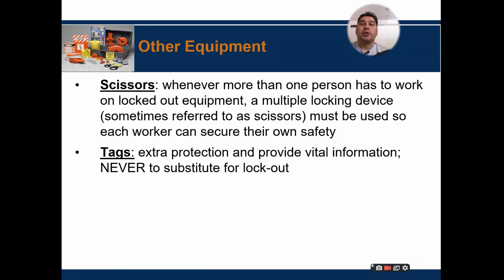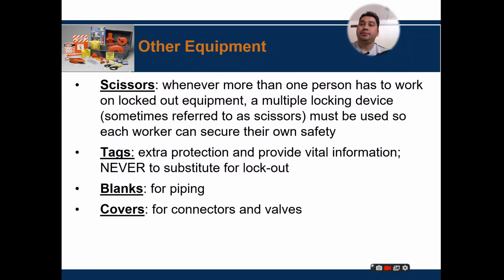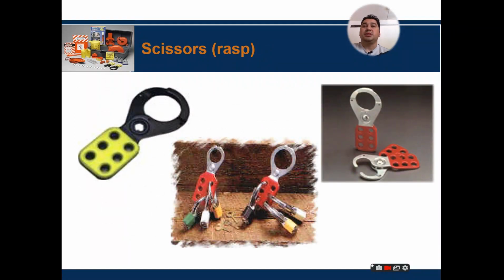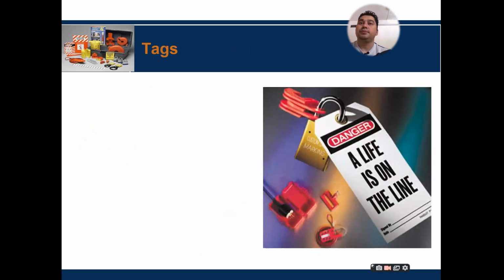Second, tags. They provide extra protection and vital information, but are never a substitute for lockout. These are the tags. Now, blanks for typing. Covers for connectors and valves that we have to use. Chains for valve handles. Scissor hasps. These are the equipment which we are using for lockout and tagout.